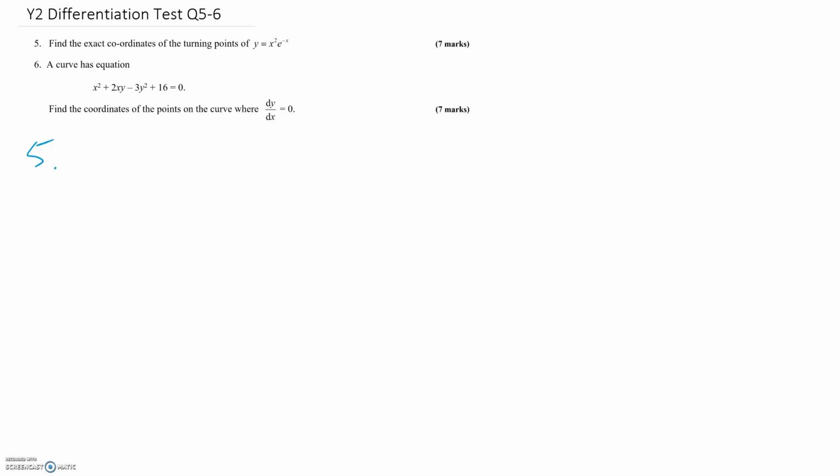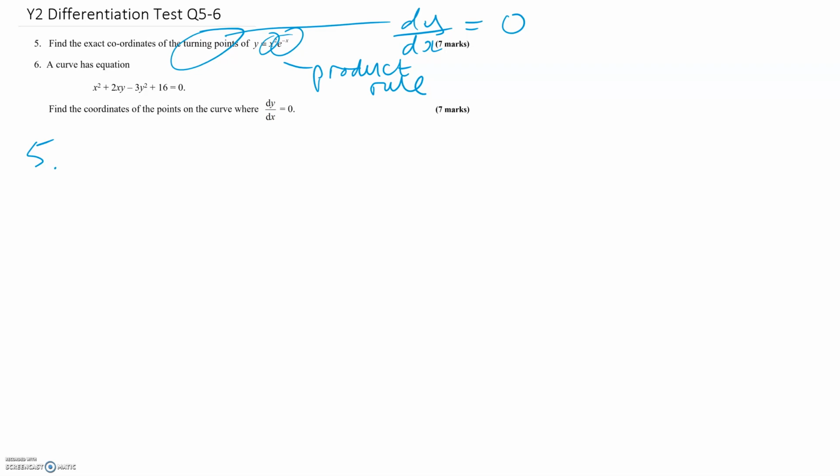Okay, question 5. You can look at this equation here and see, well, two things really. The question is talking about turning points, so you can be pretty sure you're going to need to put dy by dx equals 0 at some point. And this bit here is a function of x times by another function of x. So to differentiate, you're going to need to use the product rule like we did in question 3. So let's get on with it then.